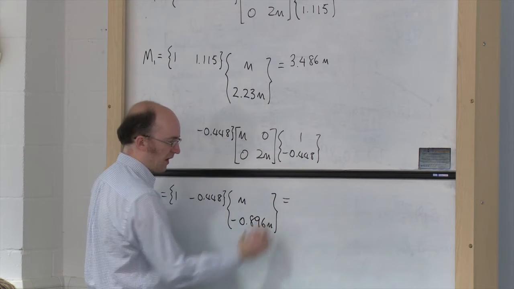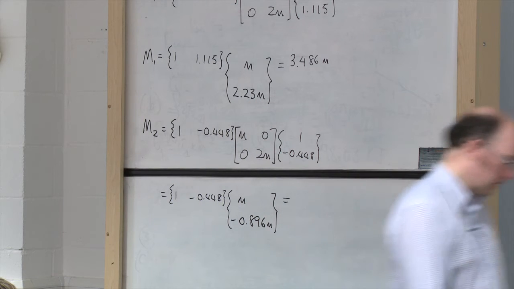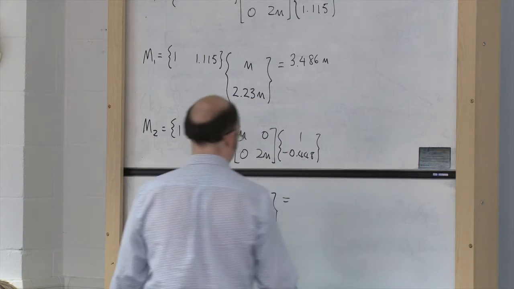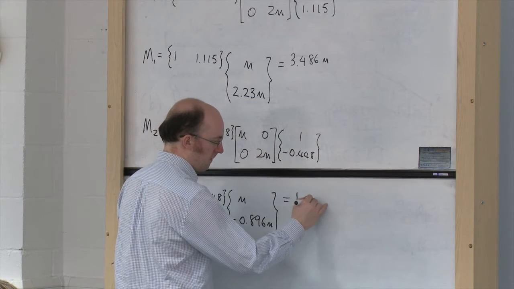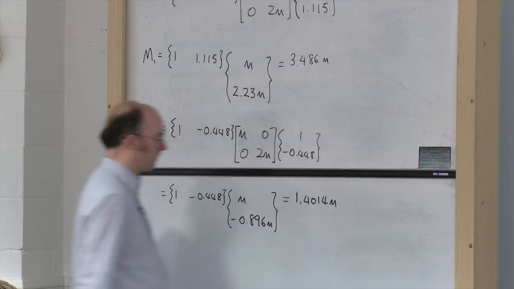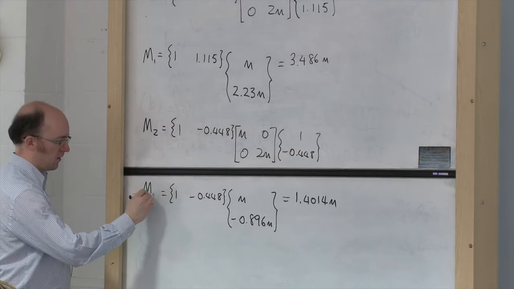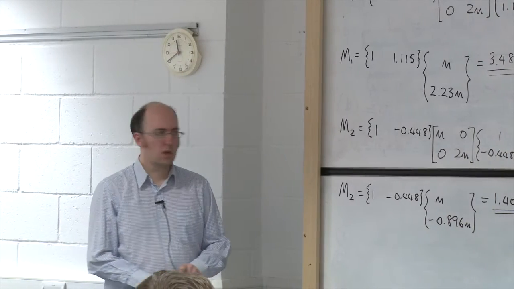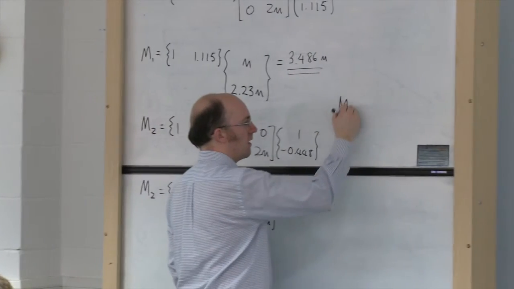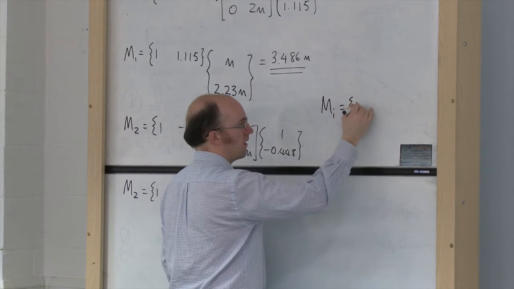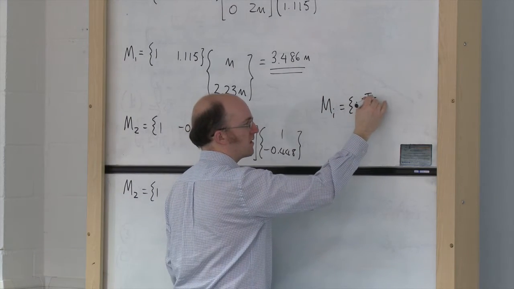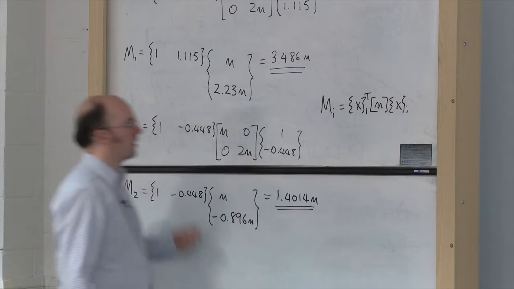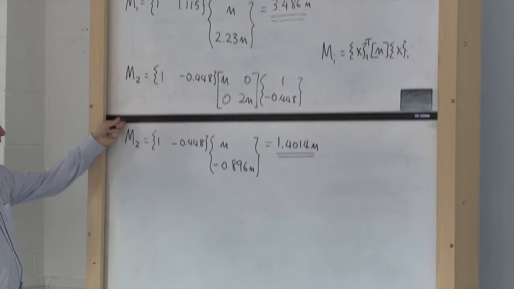And then if we go through this process again, as M2, 1.4014 m. So this is using that equation, Mi equals xi transposed mass matrix xi. So that's step 4.